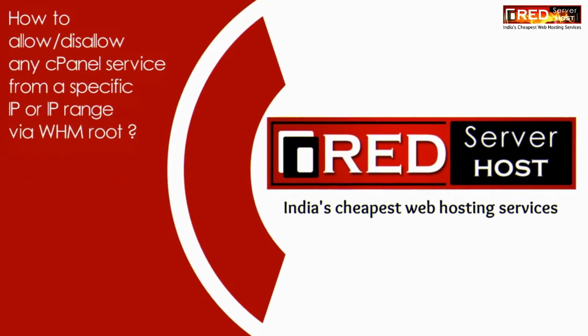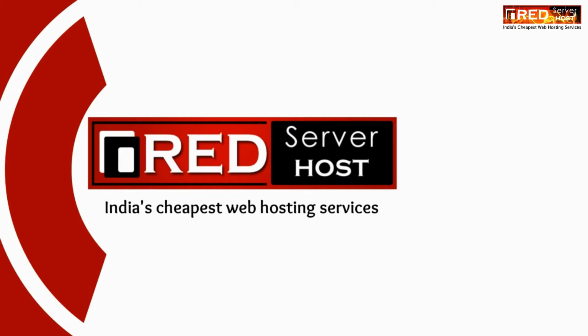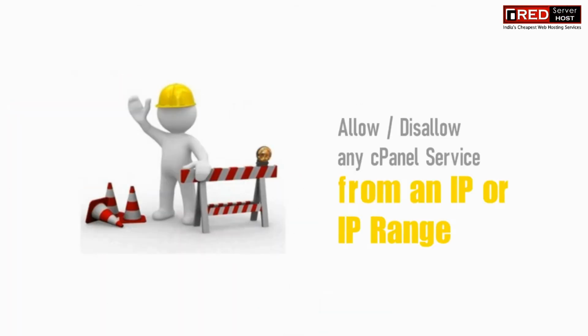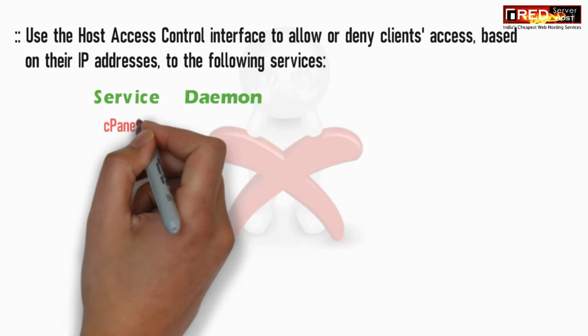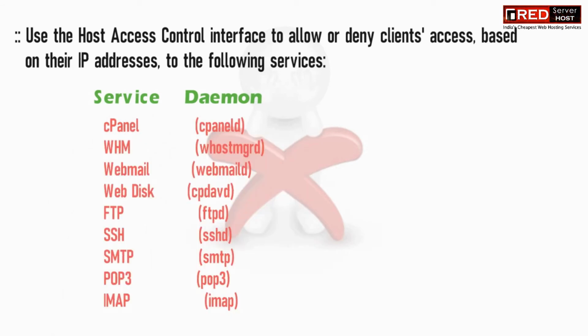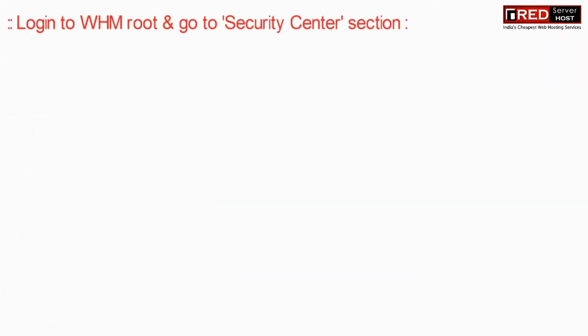Today in this video, we will learn how to allow or disallow any cPanel service from a specific IP or IP range via WHM root. Use the Host Access Control interface to allow or deny any client's access based on their IP address.